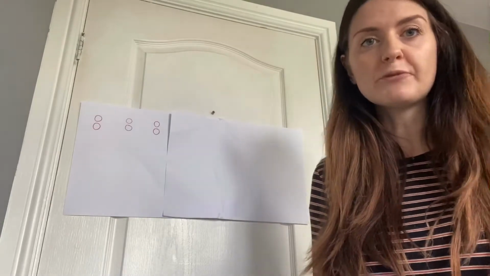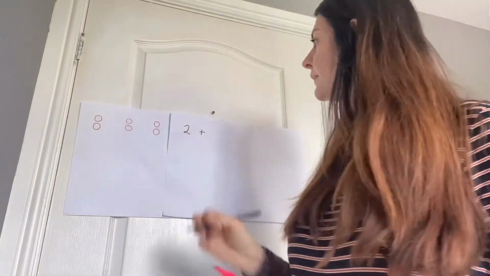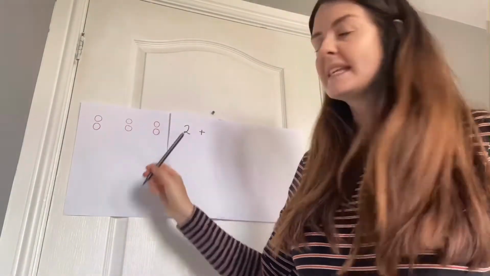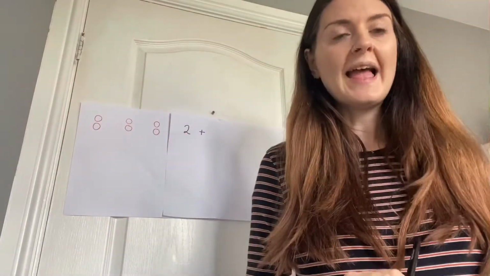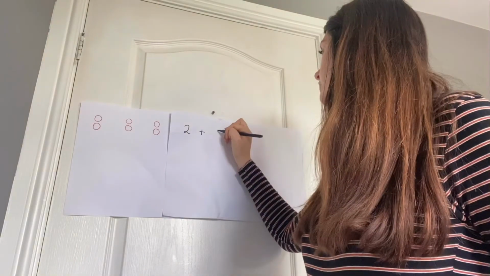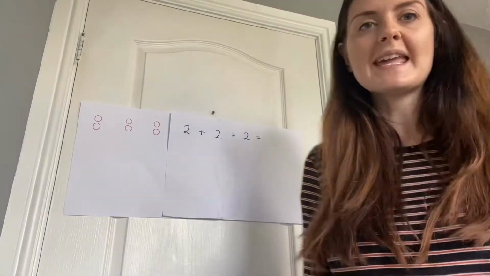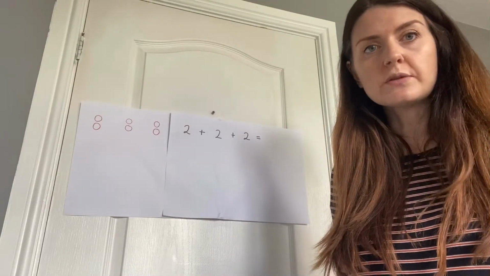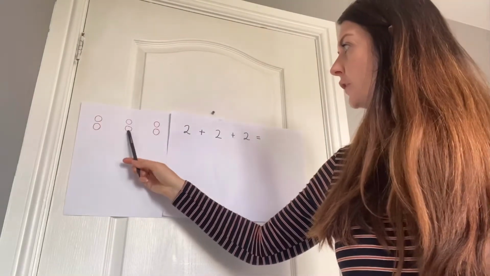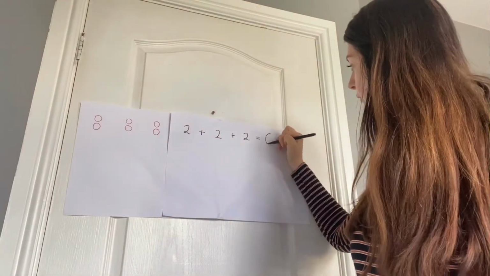We need to think again about how many marbles were in each group, and we said before that that was 2. So we're doing 2, and we're adding it up however many times we need to show how many groups there are. We've got 1, 2, 3, so I need to do 2 add 2 add 2. I can put my equal sign, and then we work out the answer. Try your counting in 2s. We've got 2, 4, 6. So we know that 2 add 2 add 2 is equal to 6.